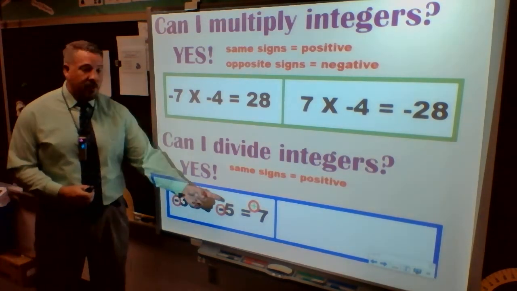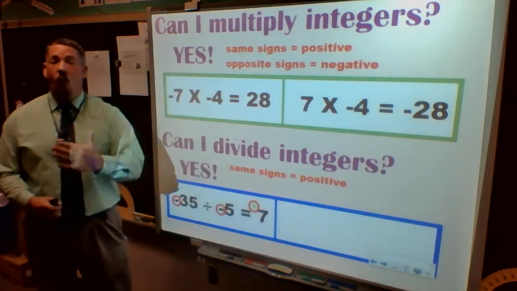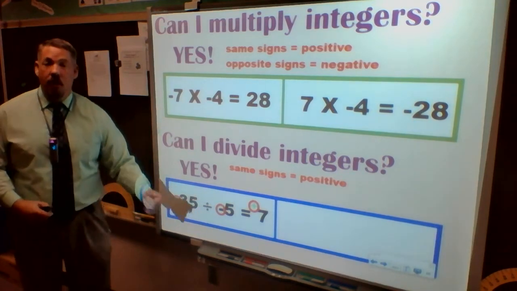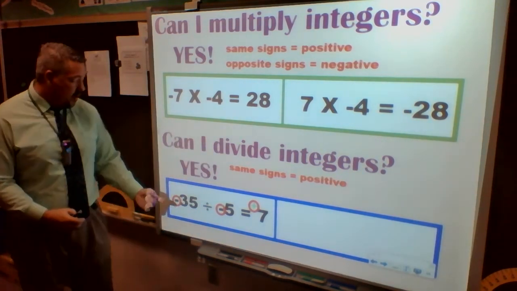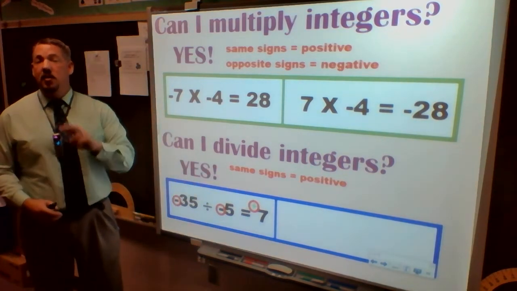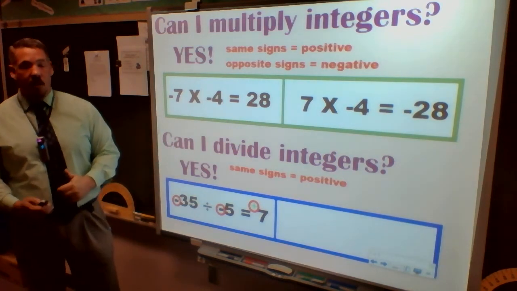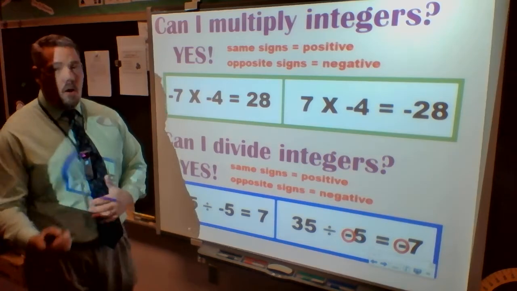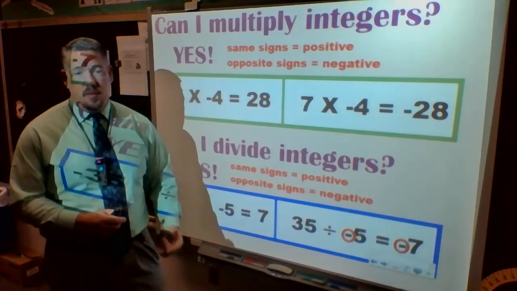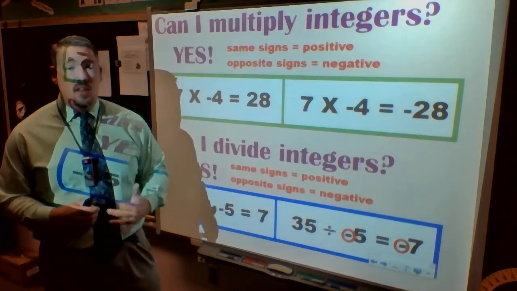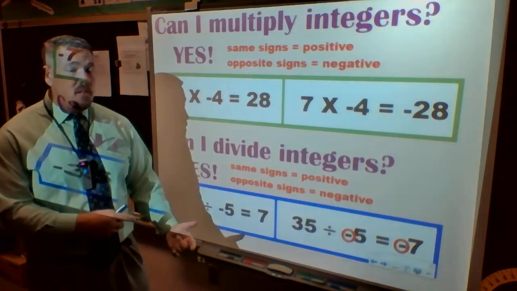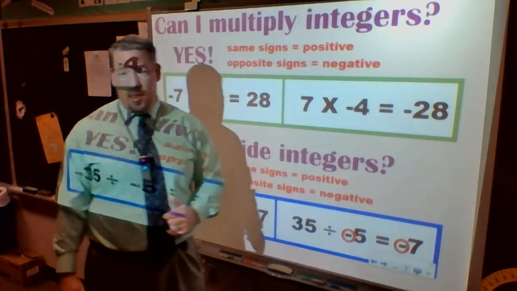Division works the exact same way. If I take 35 divided by 5, my answer is 7 no matter what mathematically. However, if it's negative divided by a negative, I still have the same sign. Negative and negative, same sign, so it's still going to be a positive 7. No matter what, same sign is a positive answer. But if one of them is a negative and one of them is a positive, I have opposite signs, then I know my answer has to be a negative. The math is still the same as you learned at the end of 3rd grade and all of 4th grade. 35 divided by 5 is still 7, but when I look at those signs and their opposites, I know it has to be a negative.